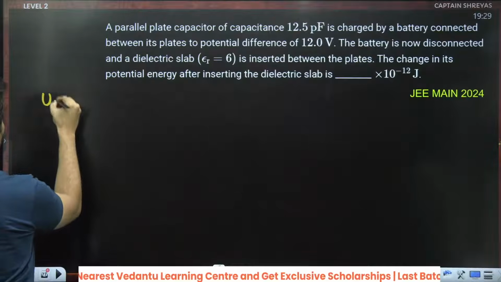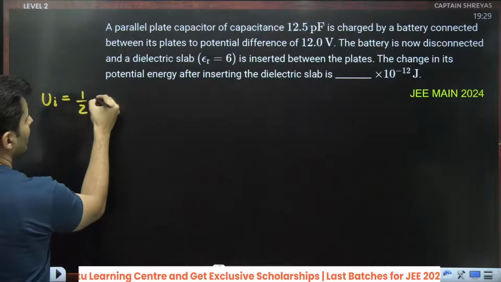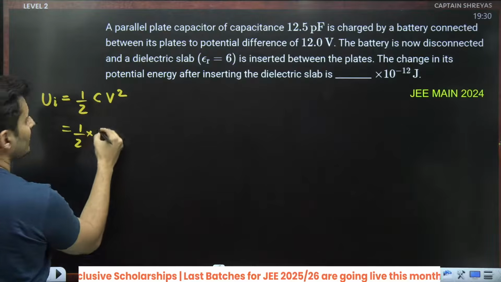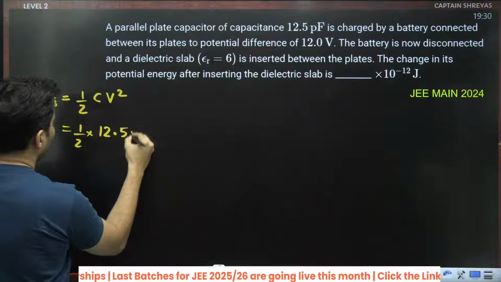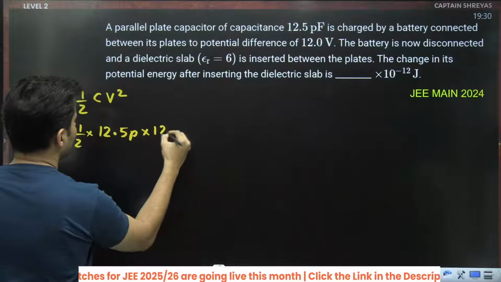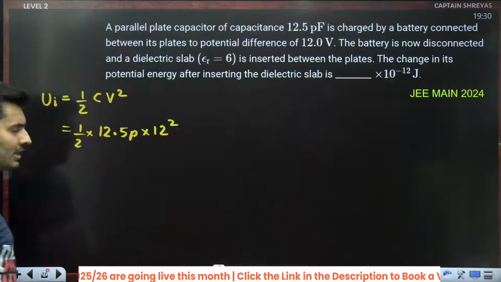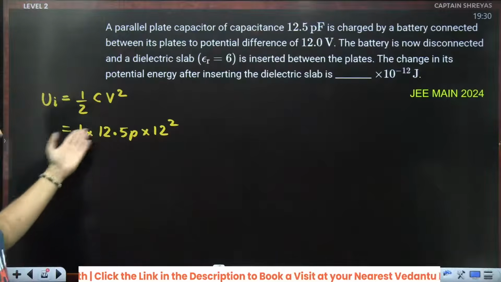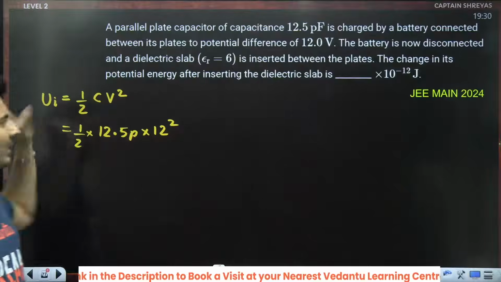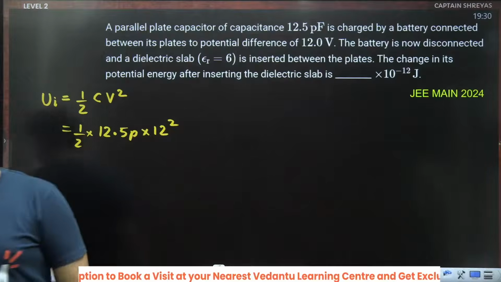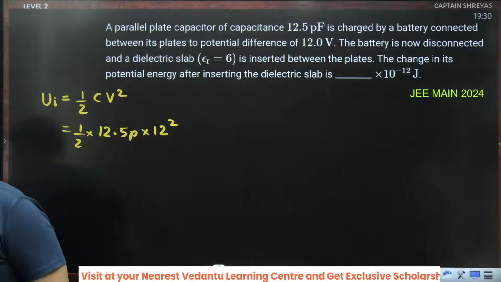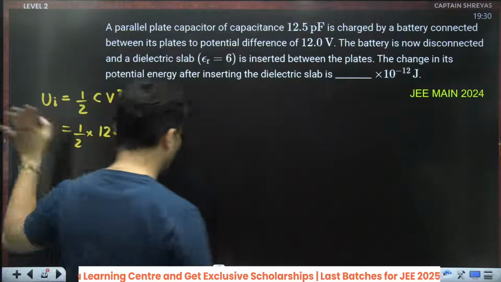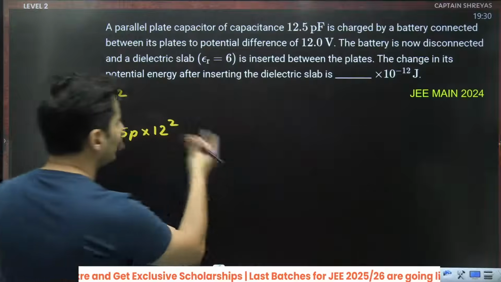First of all, the initial potential energy using the formula half CV square will be half, capacitance is 12.5 pico, multiplied by voltage, which is basically 12 square. So 12 square is 144, and 144 into 12.5 divided by 2 will be the original energy. Is that right? But we can also probably simplify it later on, maybe not now. We'll just keep it as it is. Maybe some factors might get cancelled.